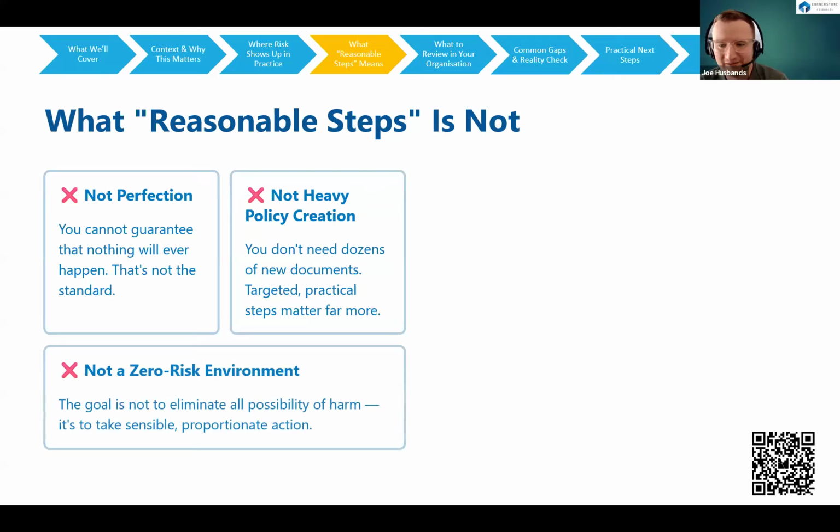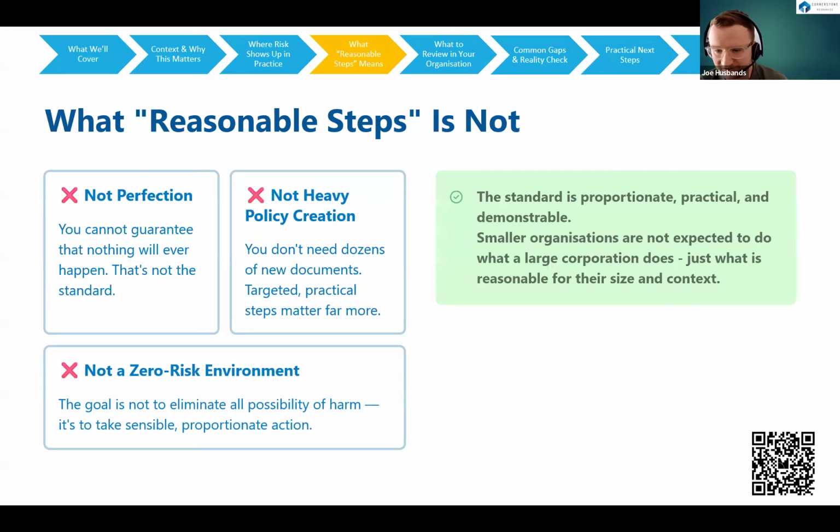And third, it's not about creating a zero risk environment either. There will always be situations that are unpredictable or difficult to control. It's not perfection, not loads of policies, and not zero risk. It's proportionate action. That's probably the key word to take from today. What's considered reasonable will depend on the size of your organization, the nature of your work, and the level of exposure your staff have to third parties.